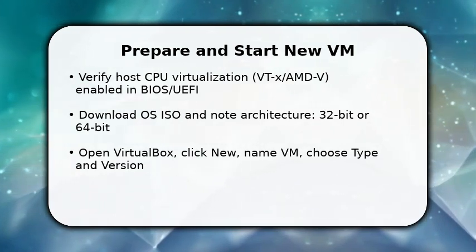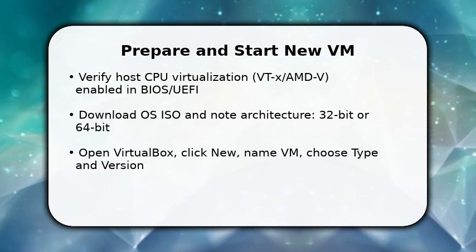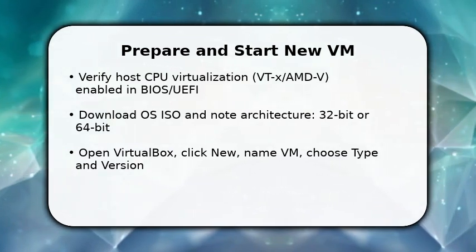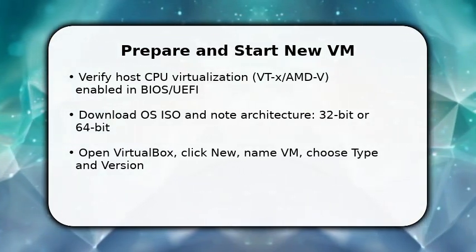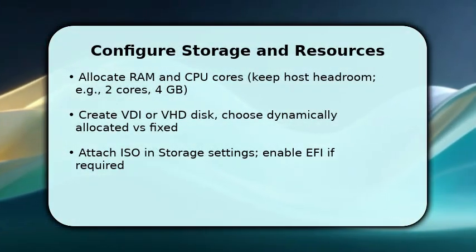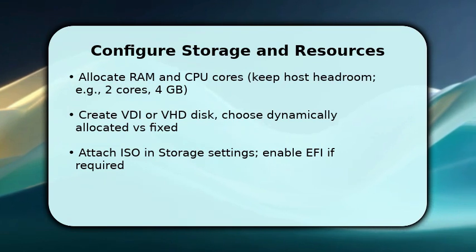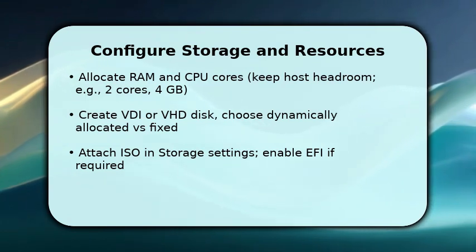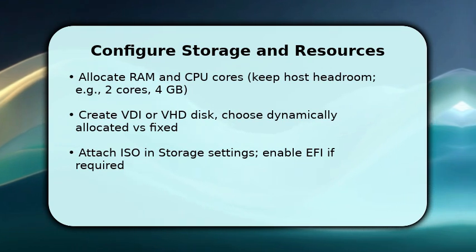After naming, proceed to the memory allocation step. Pick a value above minimum, but below 50% of host RAM to keep the host responsive. Next, you allocate resources and virtual storage. Assign RAM and CPU, 2 cores and 4 GB is a common start while preserving host headroom.